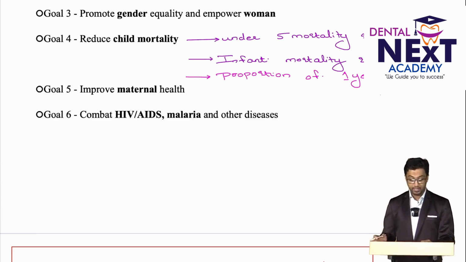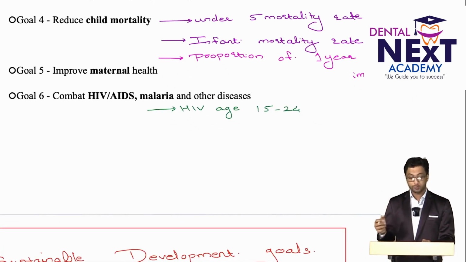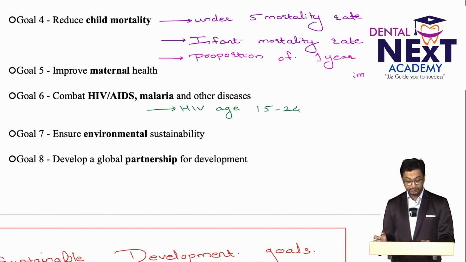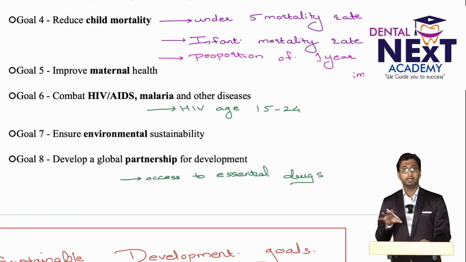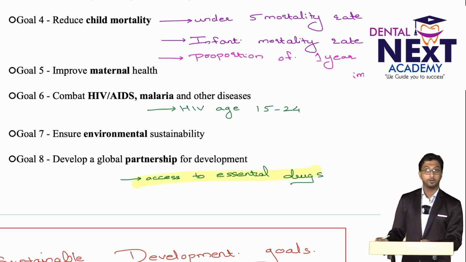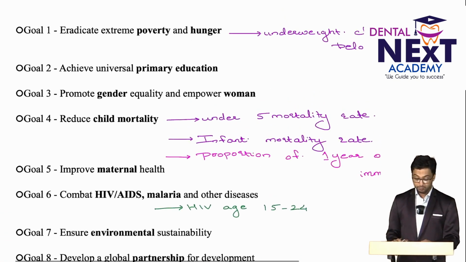Then combat HIV, AIDS, malaria and other diseases. So what was the age group selected for this? The HIV age group selected was 15 to 24, between 15 and 24. Then ensure environmental sustainability and finally develop a global partnership. In the global partnership, there was included access to essential drugs. That's one more thing you have to remember here. Access to essential drugs was given priority.